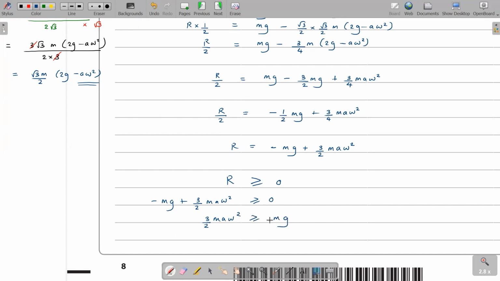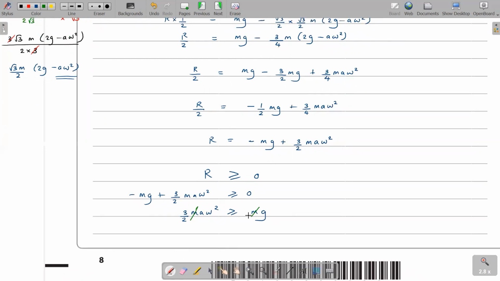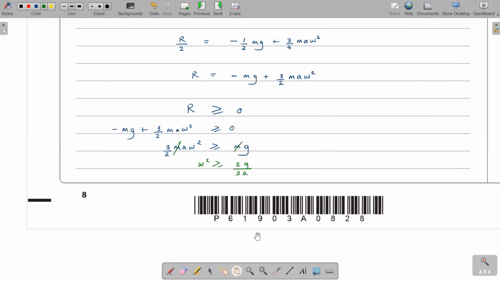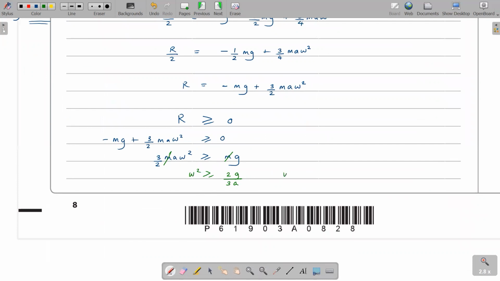m is a positive constant, right? Mass. Inequality signs are sensitive to division by negatives, but m is a positive constant. So I can divide both sides of the inequality by the positive figure m. We need to show this for omega, right? So then omega square, I think you can see, we can take 2g over 3a. All of these are positive constants. So is this to show that omega is greater than or equal to root 2g over 3a? So I think we have to show that. So then the next step, omega is greater than or equal to root 2g over 3a, which is our show that.